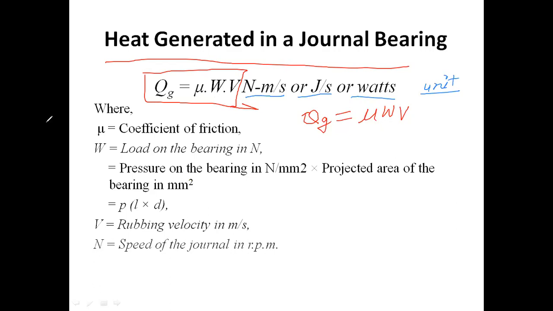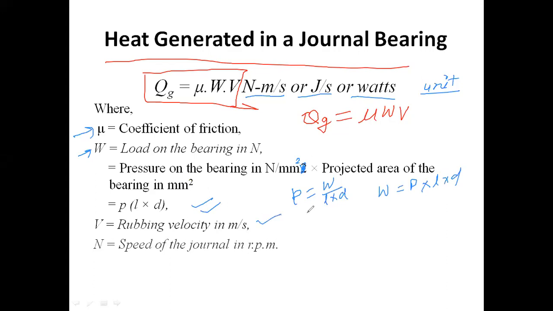Where mu is the coefficient of friction. W is the load acting on the bearing in Newton. So it is pressure on the bearing in Newton per meter square into the projected area of the bearing. This will become that one, because we already saw yesterday P is equal to W upon L into D. So from that we get W is equal to P into L into D. V is your rubbing velocity.